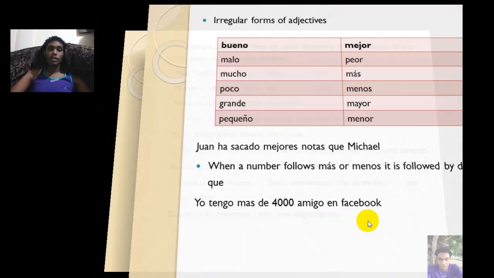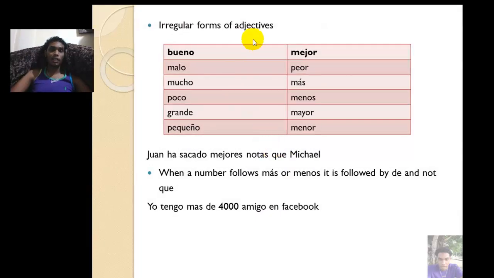Okay. Now, these are irregular forms of adjectives. And in the comparison, you should learn these. Okay? It's a comparison. Bueno, mejor. Malo, peor. Mucho, más. Poco, menos. Grande, mayor. Pequeño, menor. Por ejemplo, Juan ha sacado mejores notas que Micael. Right? Ha sacado mejores notas. Has gotten better grades than Michael.